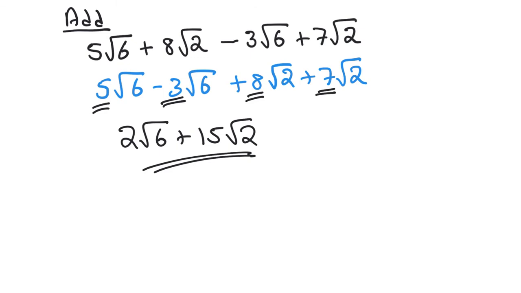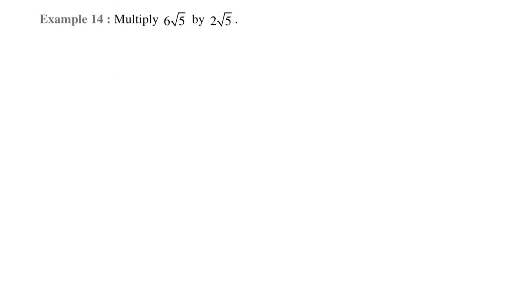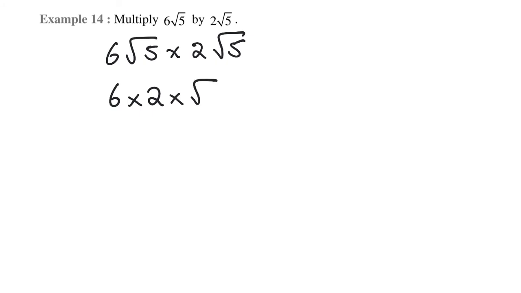So now do you understand how you add or subtract two irrational numbers, or a rational number and an irrational number? Now let's look at how we multiply. Multiply 6 root 5 by 2 root 5. In other words, 6 root 5 multiplied with 2 root 5. So let's group them together for our convenience. 6 times 2 times root 5 times root 5.